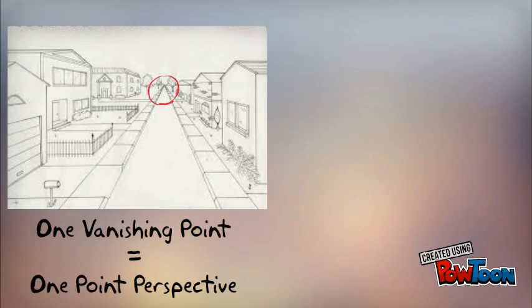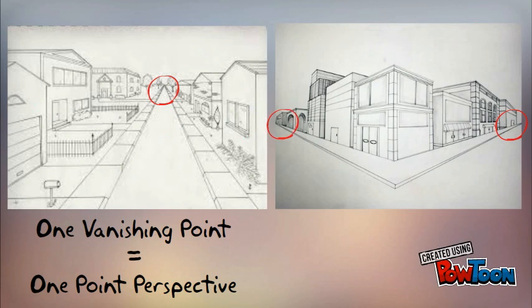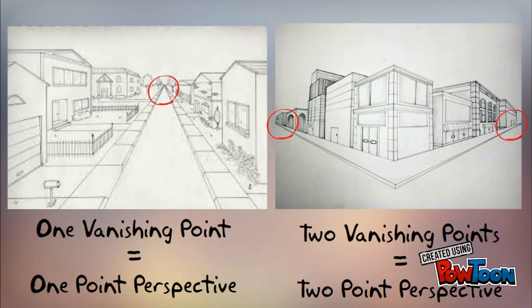When there are two vanishing points, you have a two-point perspective drawing, and that's what we're going to focus on for our house drawing, a two-point perspective house. But let's practice by drawing a very simple box together.